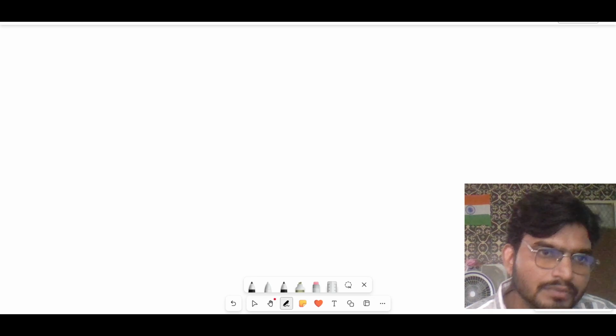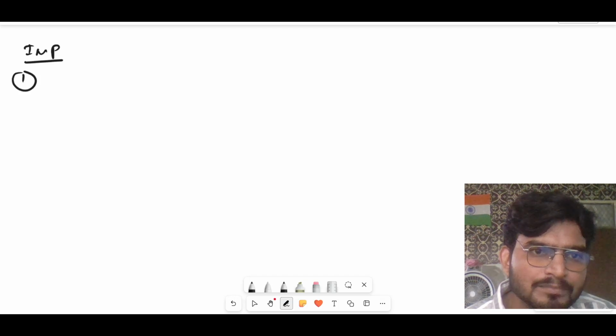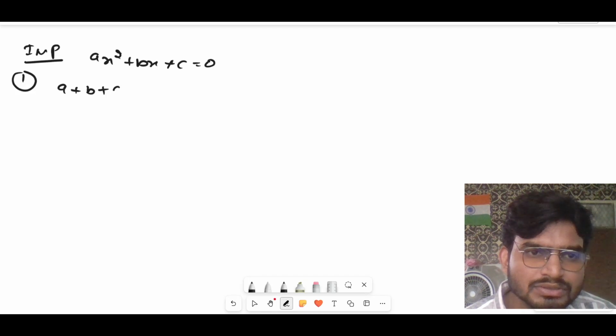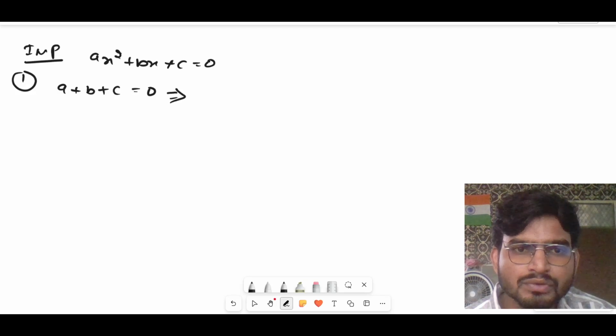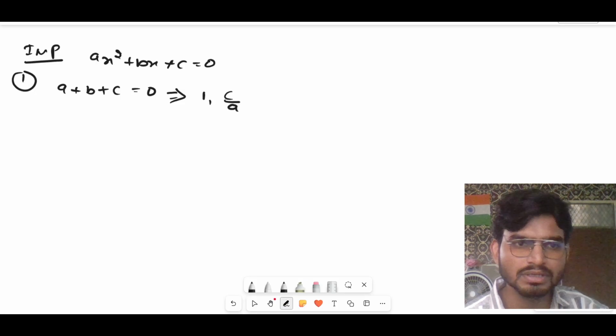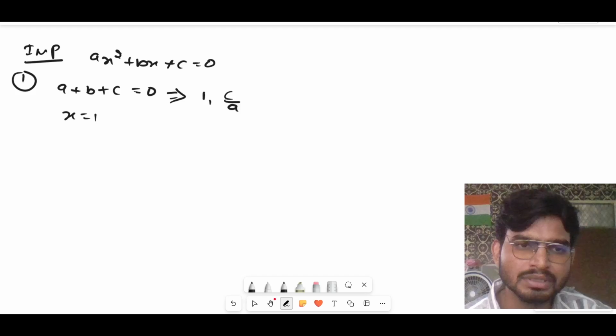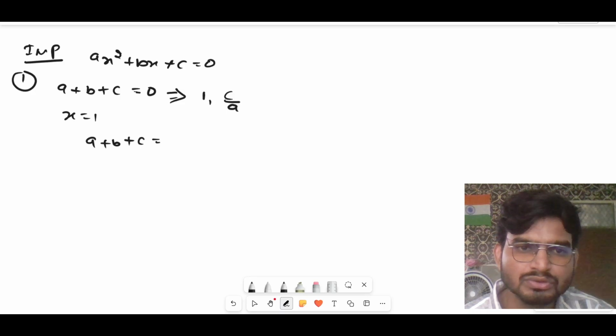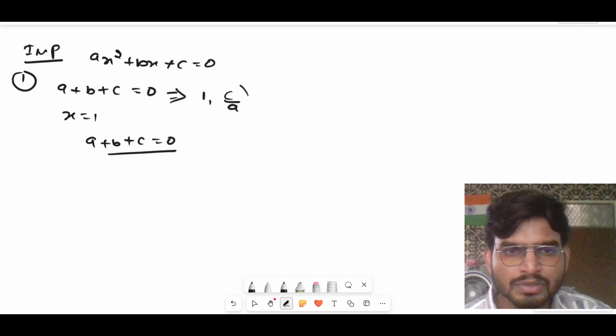Some important points: if we have an equation ax square plus bx plus c equals 0, and we see that a plus b plus c equals 0, then one root will be 1 and the other root will be c by a. When a plus b plus c equals 0, x equals 1 satisfies the equation, because if we put x equals 1 in the equation, we get a plus b plus c equals 0. So the other root will be c by a.